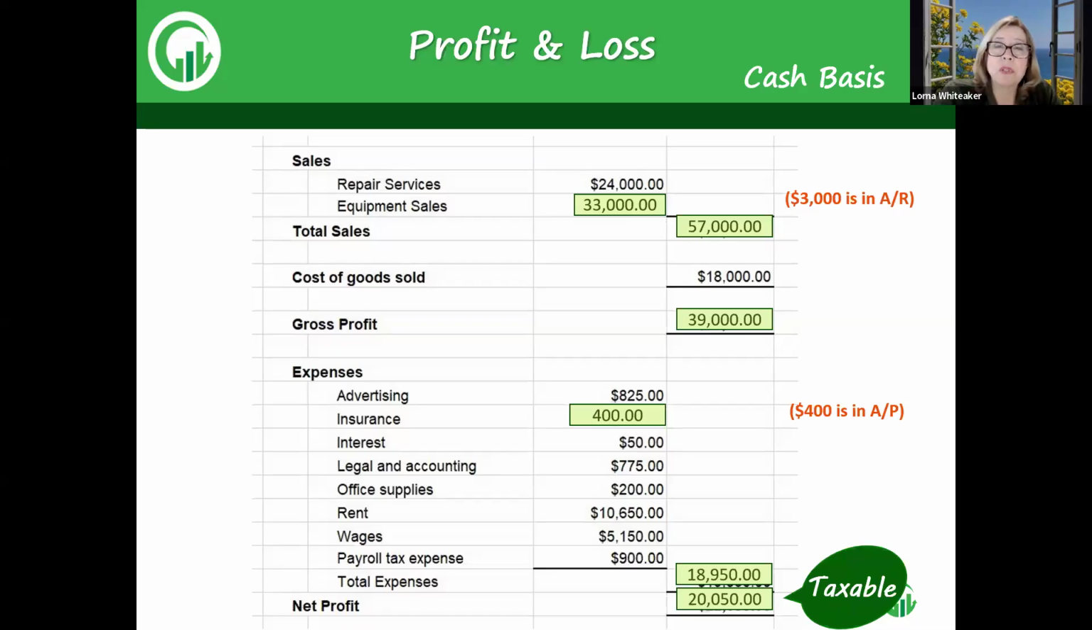This is an important number to know. Now, if you're a corporation, an S corporation, or an LLC being taxed as a corporation, this number is going to pass through to your personal tax account. So it's not taxable necessarily for you as a corporation. If you're a sole proprietor or a single member LLC, this number right here is going to be taxable, and it could be taxable at greater than 15%.